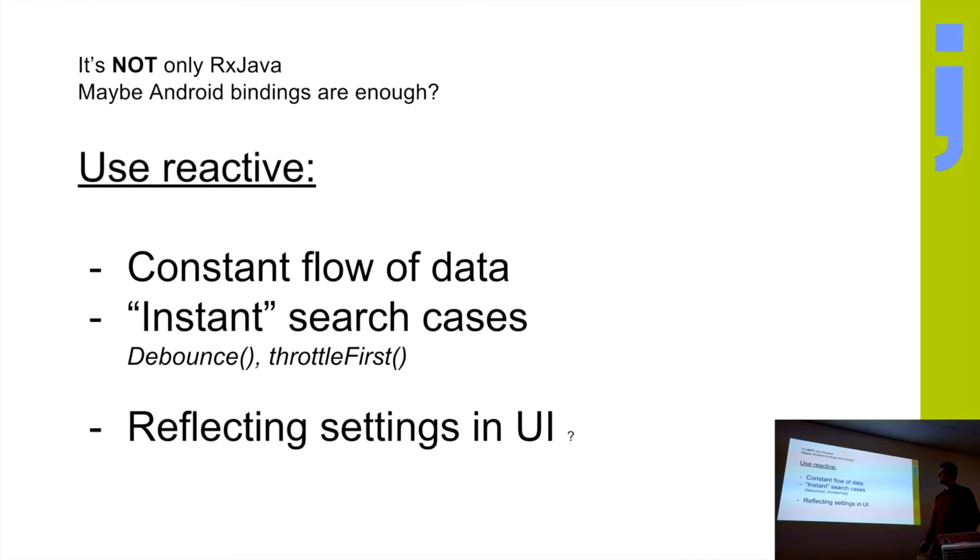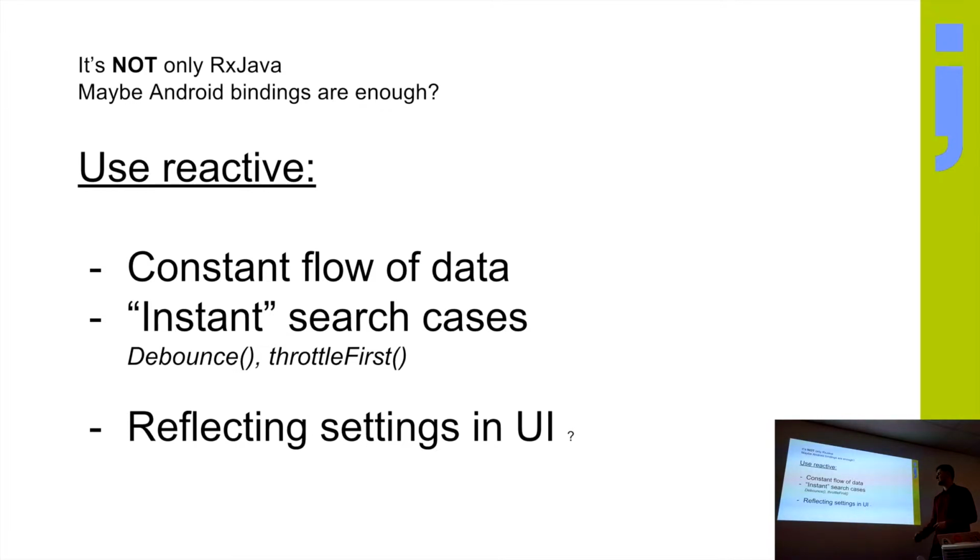Well, I would use reactive when there is a constant flow of data, when there are some patterns where you can use debounce or throttle first, for example, an instant search window, or like we did with GPS coordinates. These are the places where we should use reactive patterns.